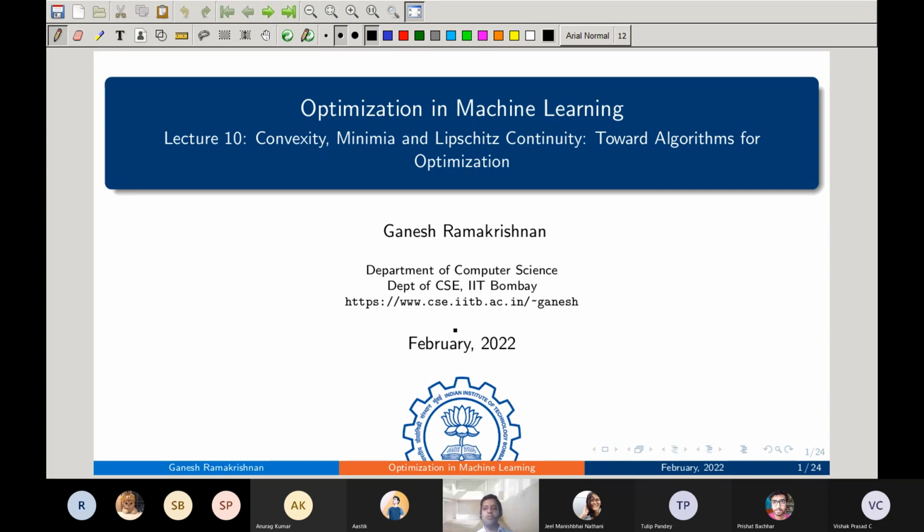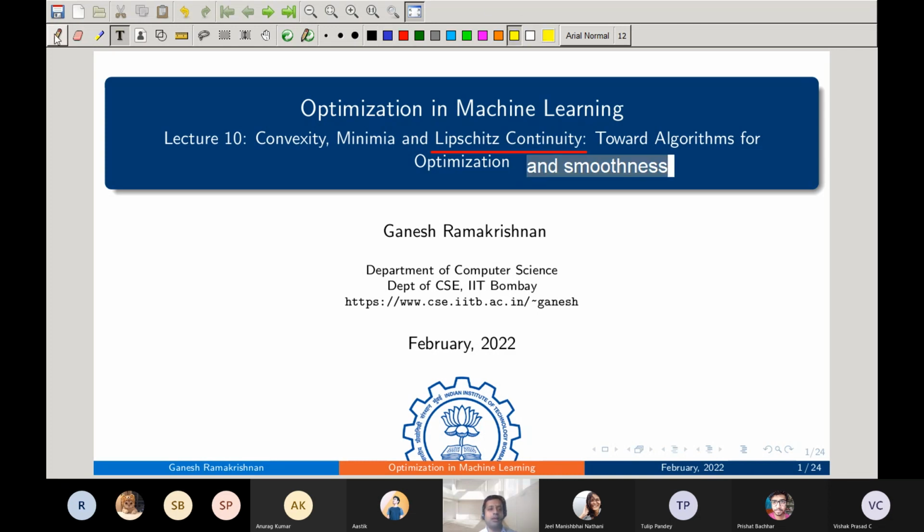So we will now move towards algorithms for optimization. We'll do a bit more on convexity, minima, and Lipschitz continuity. We'll be spending some time on Lipschitz continuity, which is very critical to get an intuitive understanding of why algorithms would converge and also to formally prove their convergence. Well, I say Lipschitz continuity, but Lipschitz continuity and smoothness, I must add here. They're related concepts.